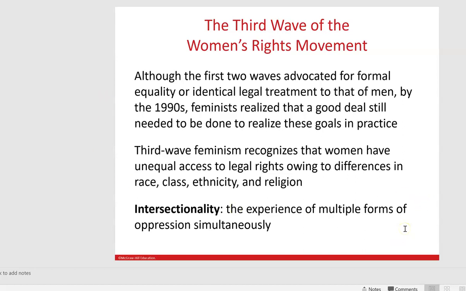An example of intersectionality would be a woman that is an African American. There would be discrimination based on the fact that a person is female. There would be additional discrimination based on the fact that the person is also an African American.